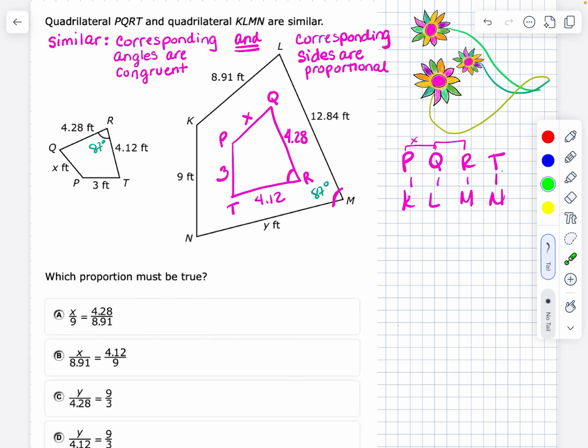And then let's look at D. Y is to 4.12. That looks good. Larger to smaller. As 9 is to 3. Also larger to smaller. That makes sense. That works. Okay, this is our answer.